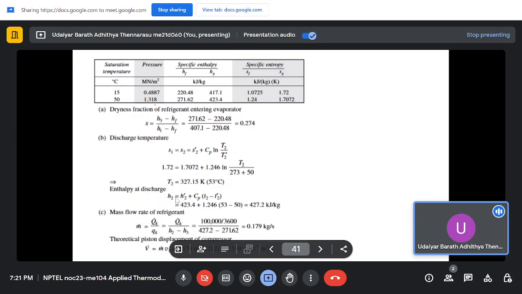So now similarly the enthalpy we can calculate as H2 dash plus Cp (T2 minus T2 dash), which will come out to be 427.2. So the mass flow rate is 100 megajoules, so 100 into 10 power 3 divided by 3600, which is in kilowatts, divided by 427.2 minus 271.62, which is H2 minus H3. It will come out to be 0.179 kg per second.